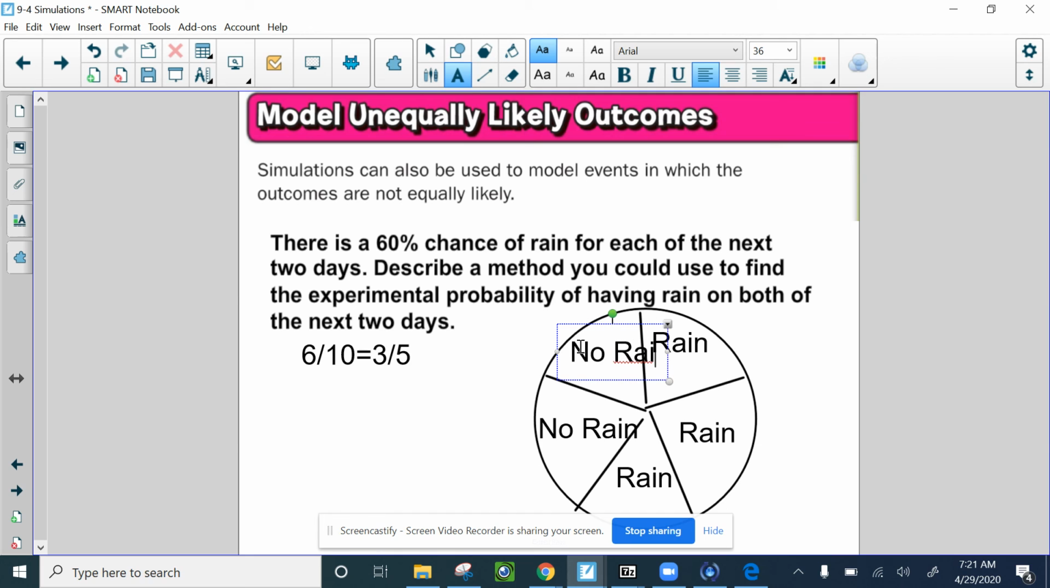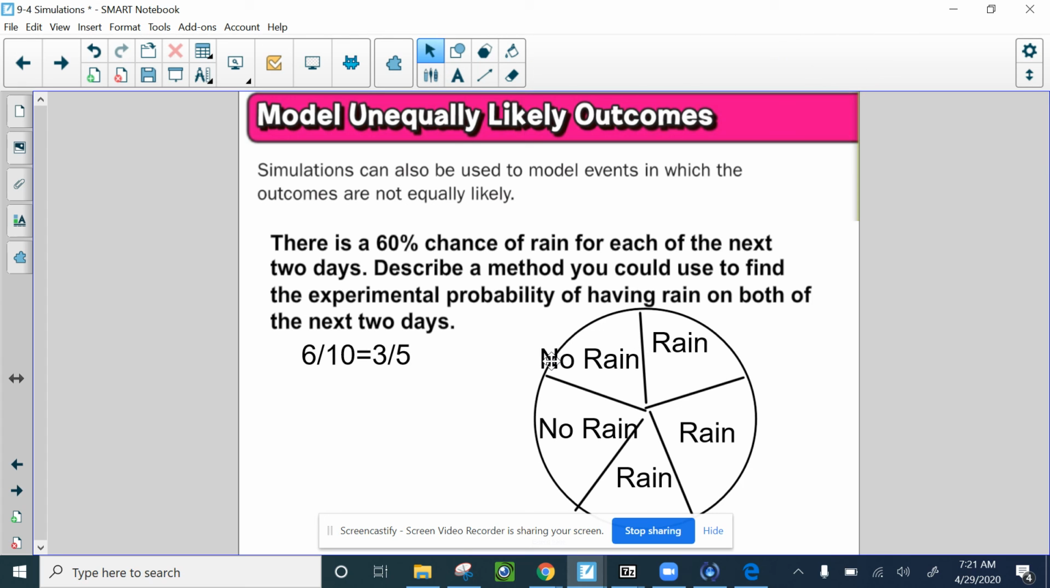Now I could put these in any order. I don't have to put all the rain and no rain right together. I could also have different colored marbles again. I could have 6 of one color and 4 of another color, or 3 and 2, however I wanted to set this up. Lots of different ideas. The main thing to recognize is that you always want the number of options to match for your simulation.